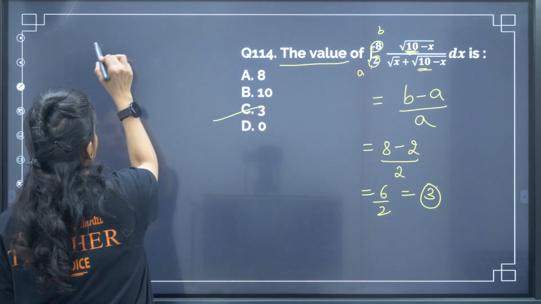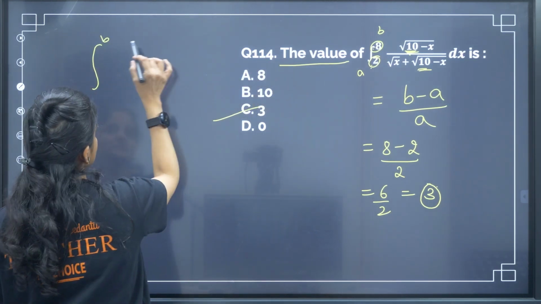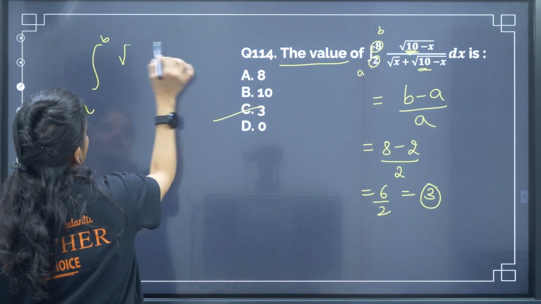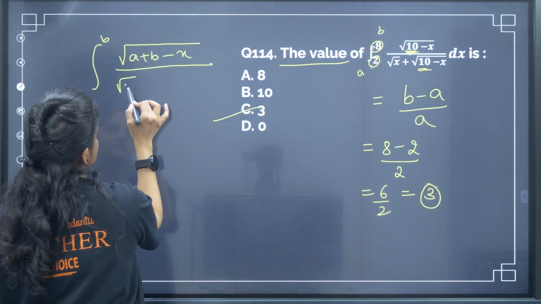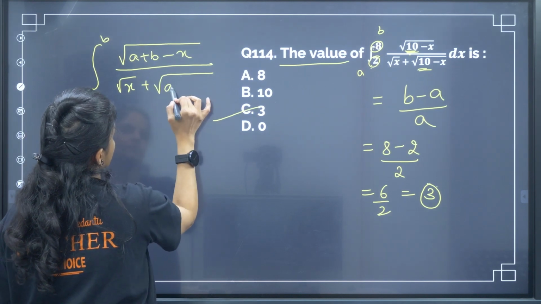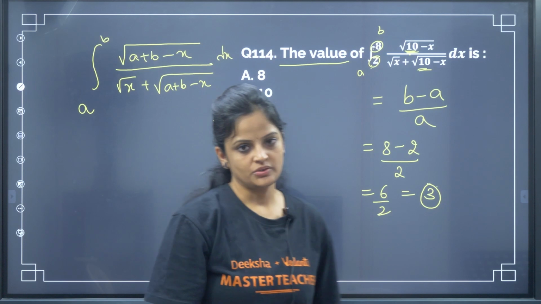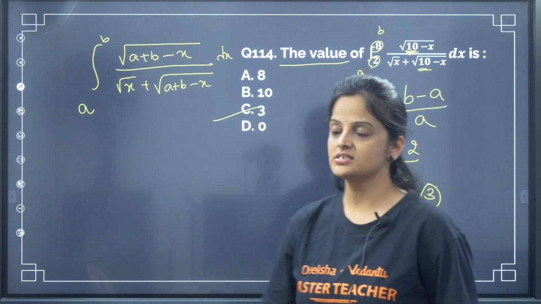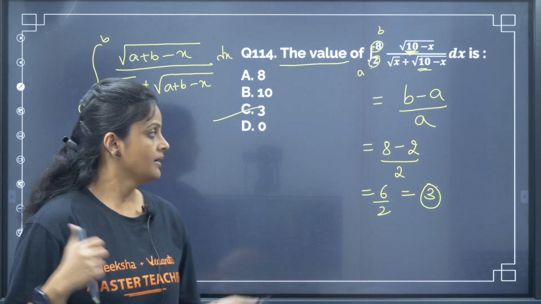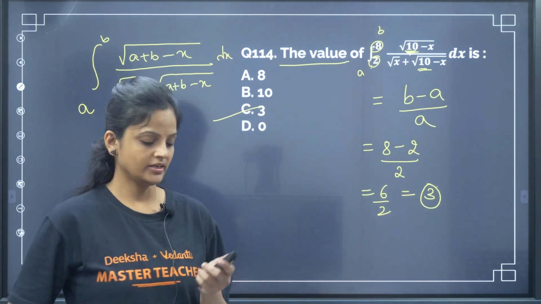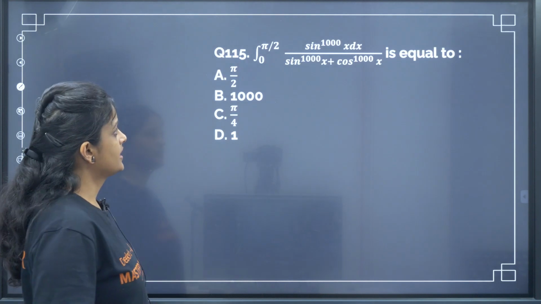So what will be the form? Integral from A to B. One function is given there, root of (A plus B minus x) divided by root x plus root of (A plus B minus x). Very repetitive question, likely to be asked. The same pattern will be asked where the result is the same, (B minus A) divided by A. Done? Noted? Let's see the next question.